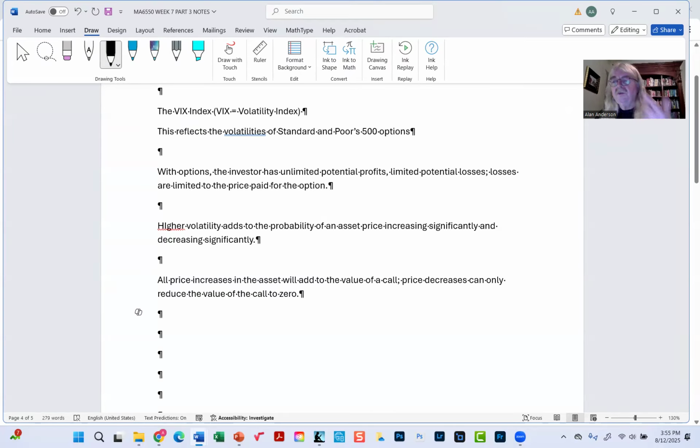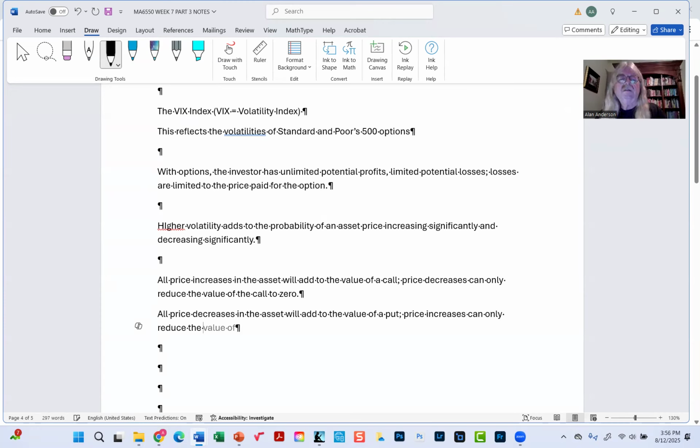And then, of course, this works in reverse for puts. All price decreases in the asset will add to the value of the put. Price increases reduce the value of the put to zero. So that means that on balance, the benefits of higher volatility will always outweigh the costs of higher volatility.